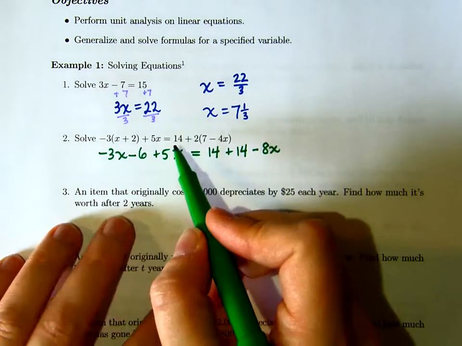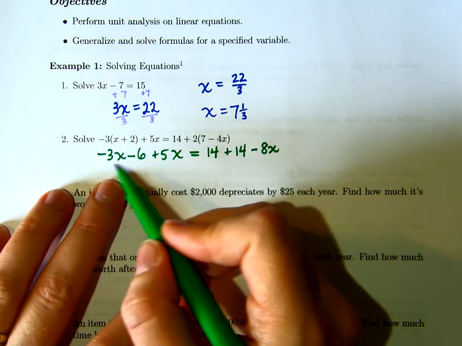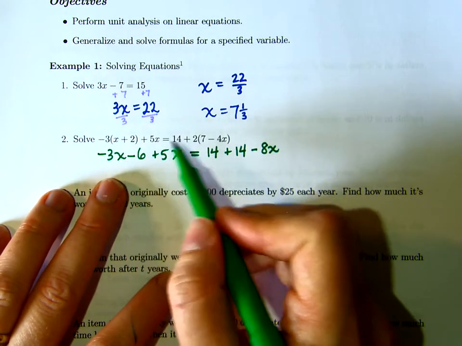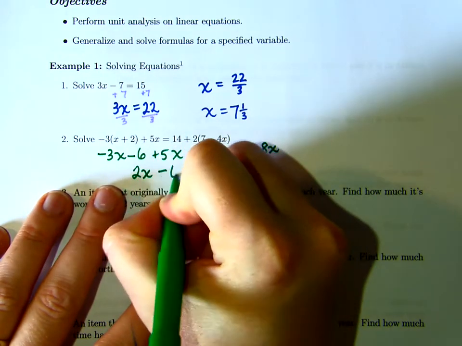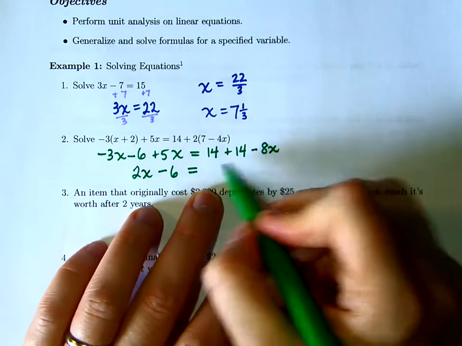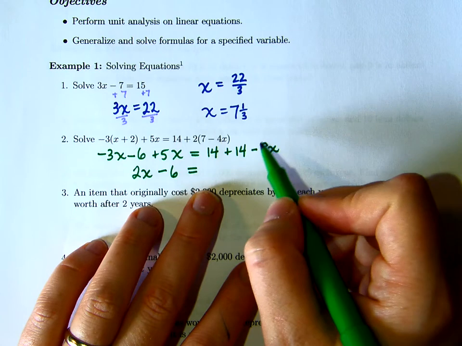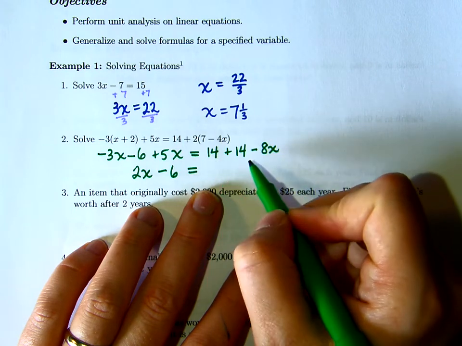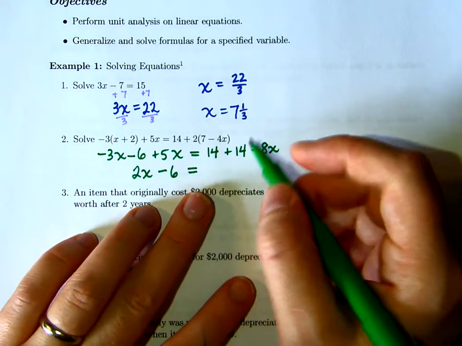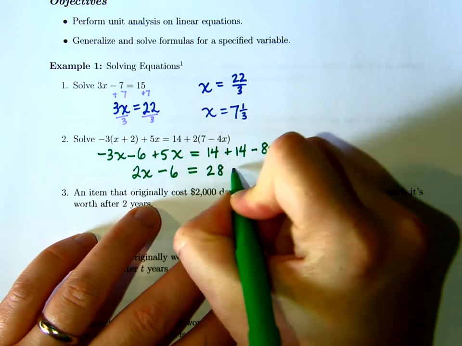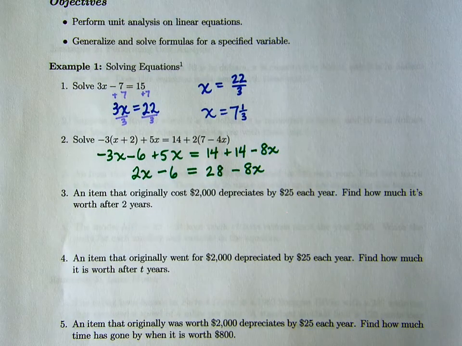Okay. On the left side of the equal, I see that we can combine. We are down 3 x's, but then we're back up 5 x's. So overall, we're up 2 x's. And over here, there's no like units with this 8x, but we do have 14 and 14, and those are assumed to have like units. So 14 and 14 makes 28. Okay, so far so good.